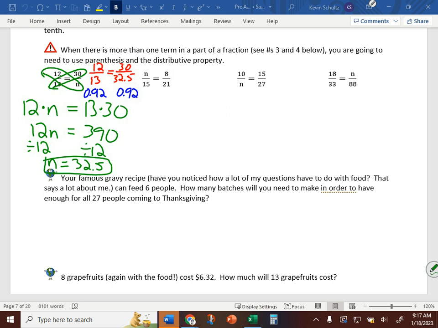Let's look at the next one here. Our variable moved. It was starting in the bottom right, now it's in the top left. Does that change our process at all? No. We're still using cross products to solve it. We're still multiplying n by 21 and 8 by 15. Since they're proportional, and you know they are because I tell you with that equal sign, you know cross products must be true. We don't know what n is, so we can't multiply n by 21. We can just write it in a more friendly way, 21n. It means the exact same thing. And then 8 times 15 is 120.